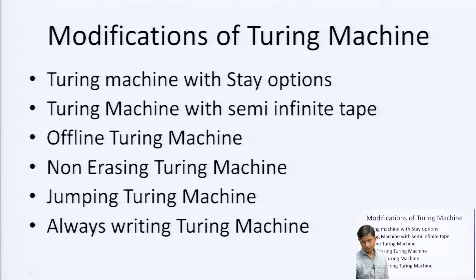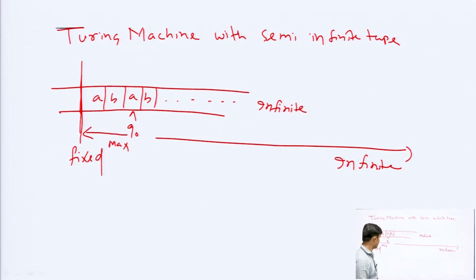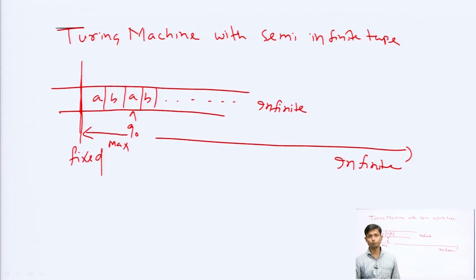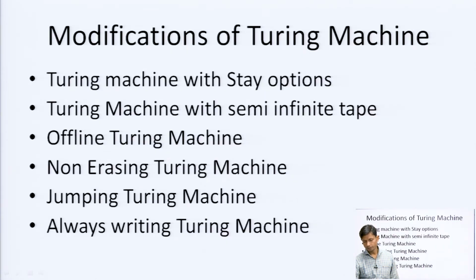And the non-erasing Turing machine means input you cannot erase. Blank can be erased, you can write over blank, but you cannot erase the input alphabet. So, another is the jumping Turing machine.